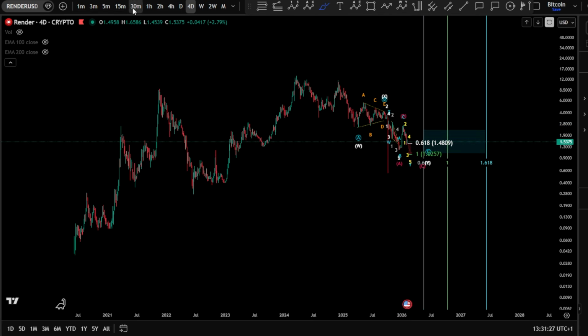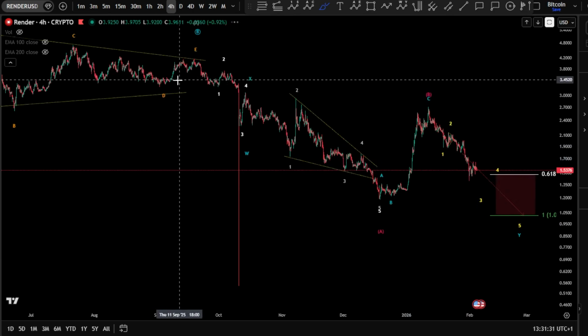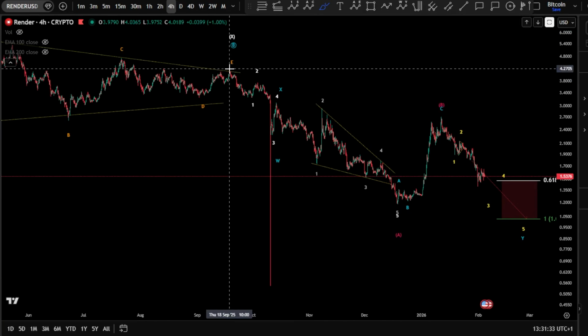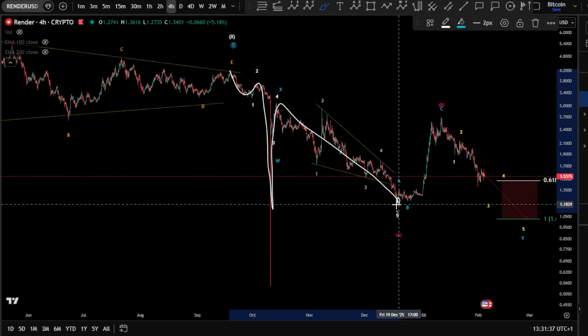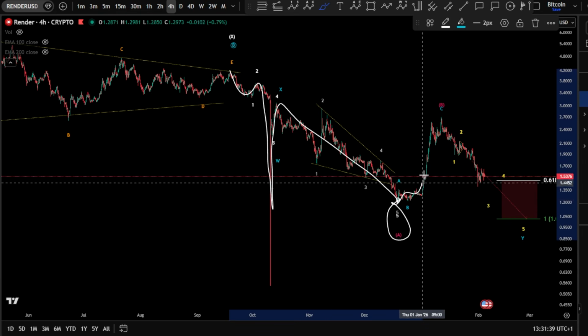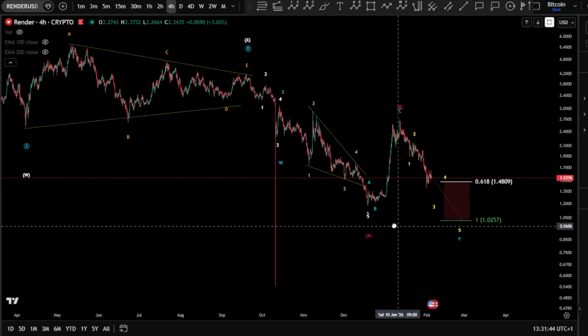If we take a look inside it on the 2 and 4 hour chart here first, so on the 4 hour chart, after the triangle wave B here, you have potentially 1, 2, 3. Wave 4 and a wave 5 finished as a potential wave A, and you might have a wave B, and the wave C is unfolding still over there.